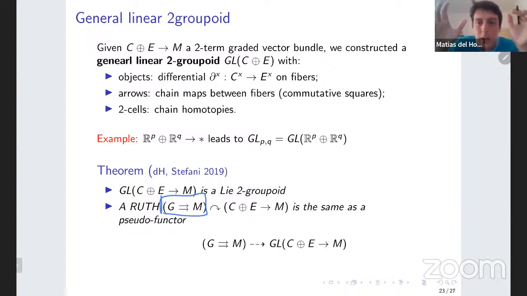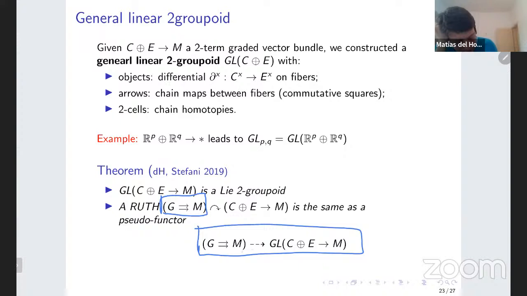We fix a groupoid, and then you get a one-one correspondence between representations up to homotopy and pseudo-functors into the general linear 2-groupoid. Not any pseudo-functor, it has to be such that when you project over M, it is the identity. And then we recently looked at it at the level of 2-stacks. It is quite tricky because we need to talk about 2-stacks, and the theory of 2-stacks, when you enter into the details, has many things to be checked.